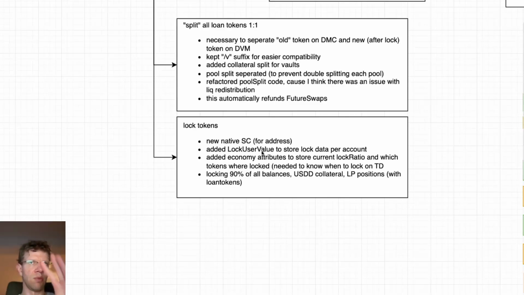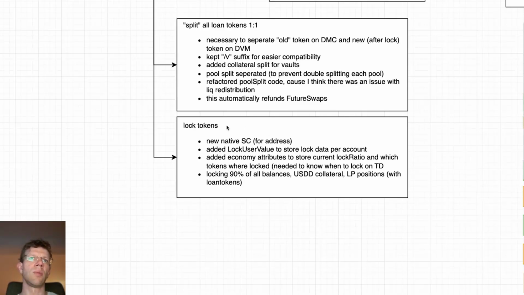Maybe I renamed it here, which is basically keeping track of how many funds are locked for this user in the current lock, the balance basically, so that we know what to redistribute if the lock is released again. Also added economy attributes to store the current lock ratio, because that's important for the transfer domain back, and also which tokens were locked, which is important to know which tokens to unlock on the transfer domain down. We will talk about that in detail in a minute.